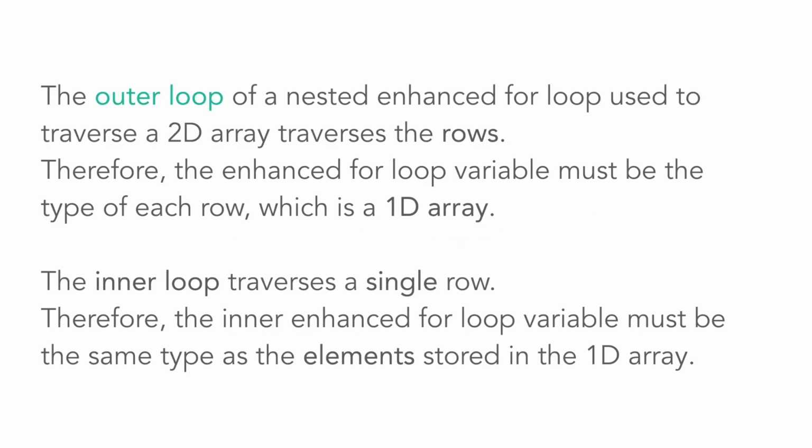The outer loop of a nested enhanced for loop used to traverse a 2D array traverses the rows. Therefore, the enhanced for loop variable must be the type of each row, which is a 1D array. The inner loop traverses a single row. Therefore, the inner enhanced for loop variable must be the same type as the elements stored in the 1D array.